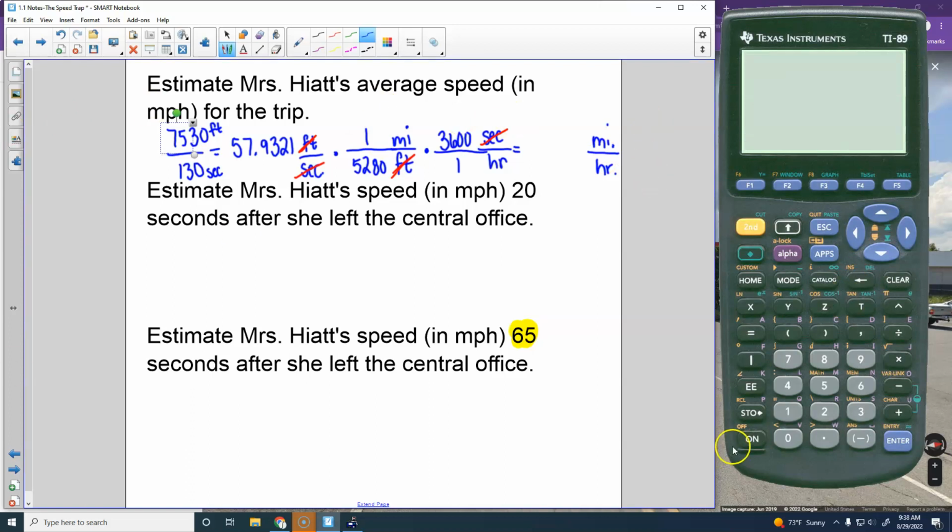So we're going to take that 57.923. We're going to multiply it by 1 over 5,280 times 3,600 over 1. You don't have to put over 1 if you want. You really could just multiply it by 3,600 over 5,280, because if you multiply those two fractions together, that's what you get. And we get 39.493.